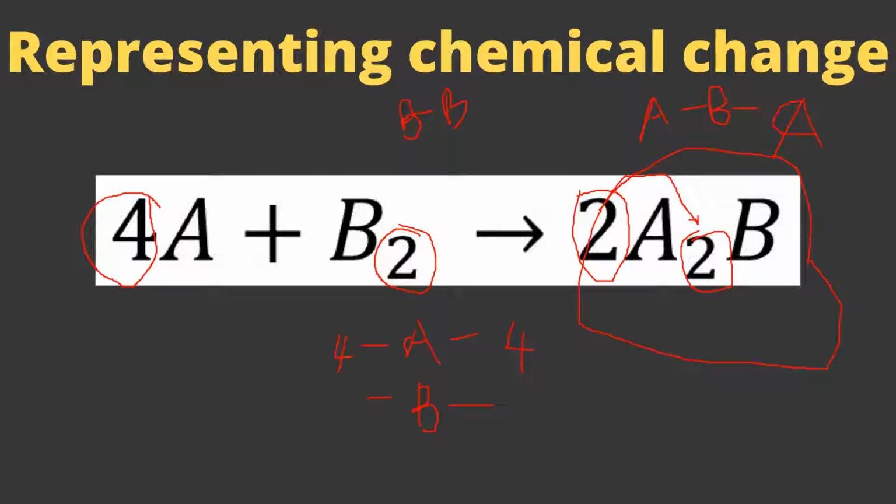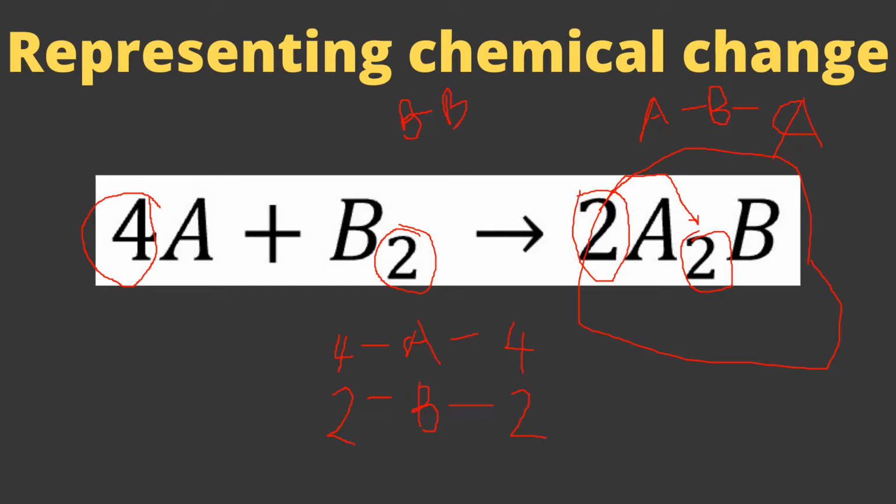Then we count the number of B's on the left hand side. Because there's a small 2 there, it means there are 2 B's. If it was 3, we'd say there are 3 B's. On the other side, there's a B, but because of this coefficient, it means it is 2 B's. So it is 2. We say this chemical equation is balanced because the number of atoms on the left hand side is equal to the number of atoms on the right hand side for each element, right?